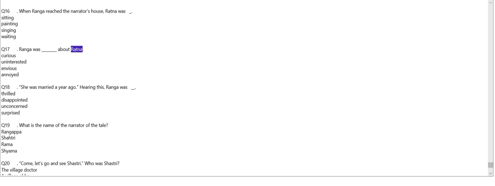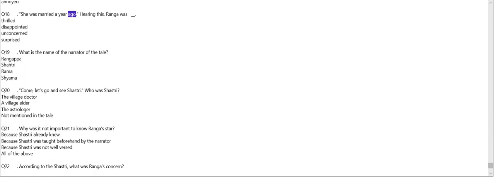Q17. Ranga was _ about Ratna. Curious. Uninterested. Envious. Annoyed. Q18. She was married a year ago. Hearing this, Ranga was _ thrilled. Disappointed. Unconcerned. Surprised. Q19. What is the name of the narrator of the tale? Ranga Appa. Shastri. Rama. Shyama.